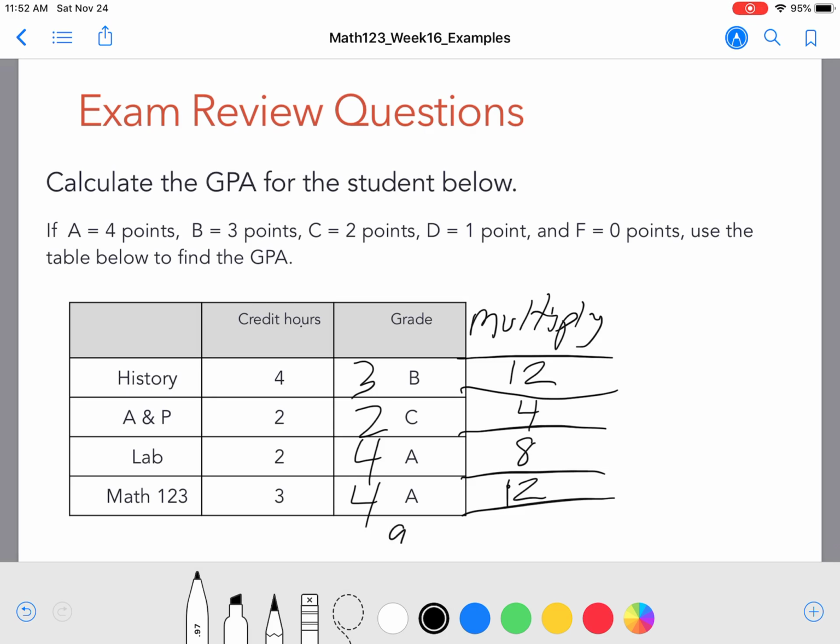So then all we do is we add, so we sum those up. So we do 12 plus 12 plus another 12 is actually just 36. And then the other thing we have to do is add up all of our credit hours.